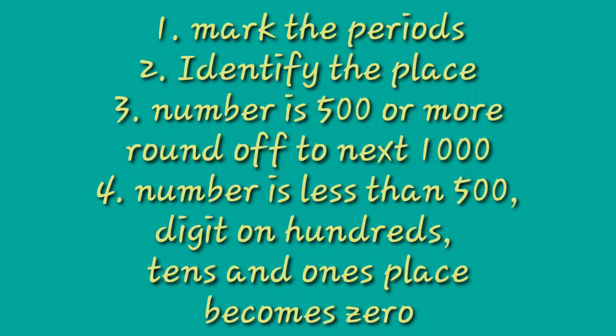Now again, the rule for thousands will be similar to that of tens and hundreds. In the first step, as usual, mark the periods and places. Secondly, identify the place to be rounded off. The third step is to check the number formed by the digits just on the right of the place to be rounded off. If it is 500 or more, the number is rounded off to the next thousand. However, if it is less than 500, the thousands digit does not change and the digits in the ones, tens and hundreds places become 0. Now let us look at an example.